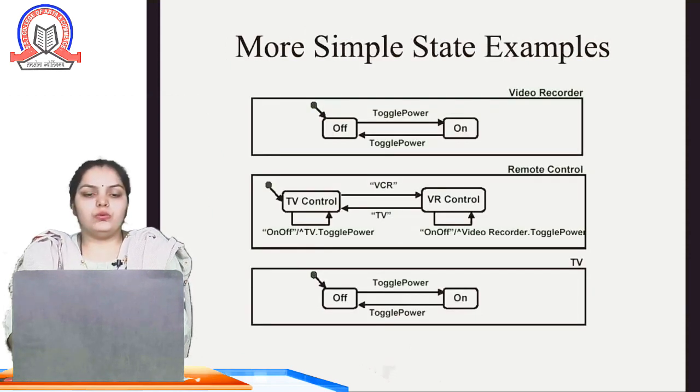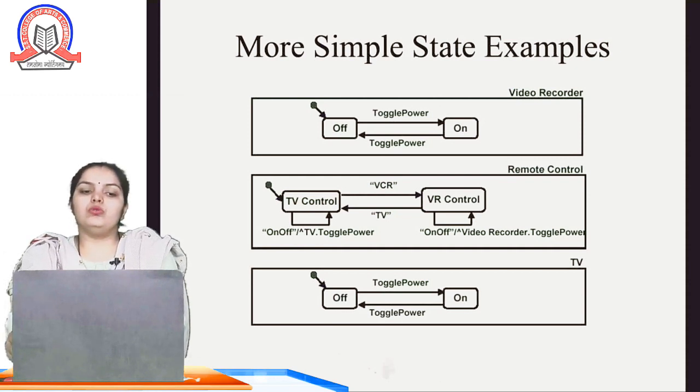Let's see one more example of a state chart diagram. These are simple states: on and off, for a video recorder or a remote controller for a TV. There are only two options, power on or power off. Both on and off are different states of the TV, video recorder or remote controller. So this is the state diagram for the different systems.